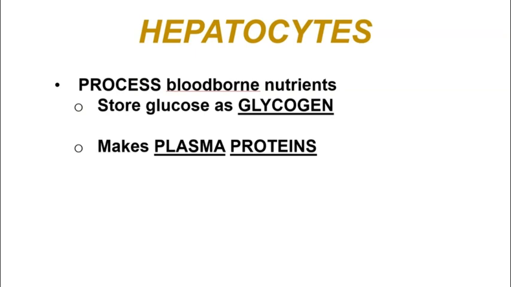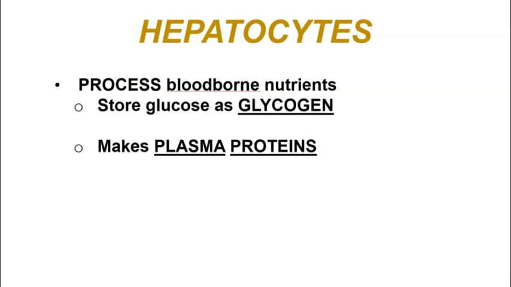So concluding with the hepatocytes here, in addition to cleansing the blood and producing bile, we also see that they're processing blood-borne nutrients. One of the nutrients that they process is glucose. What they end up doing is creating long chains of glucose called glycogen. And glycogen is a form of stored glucose, and it's stored in the liver.